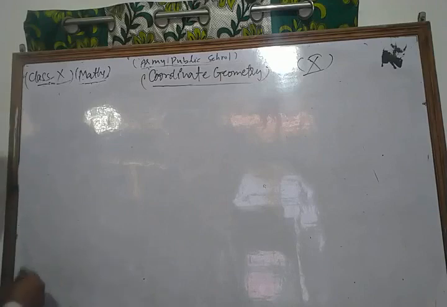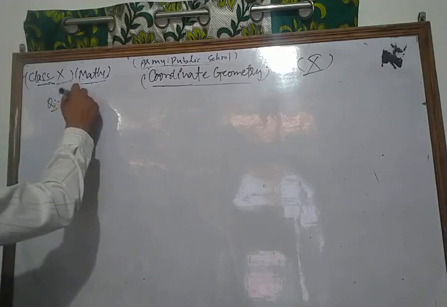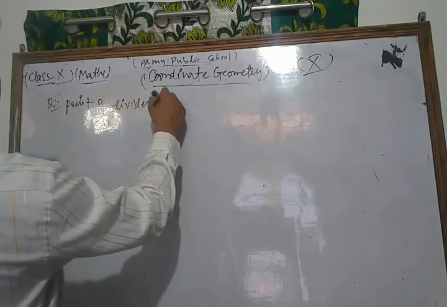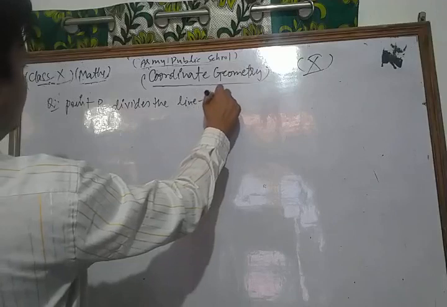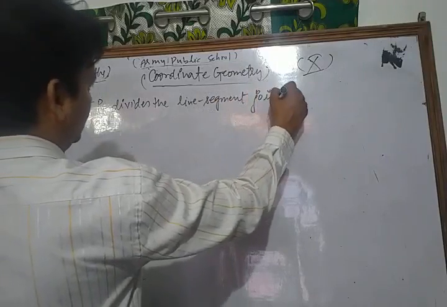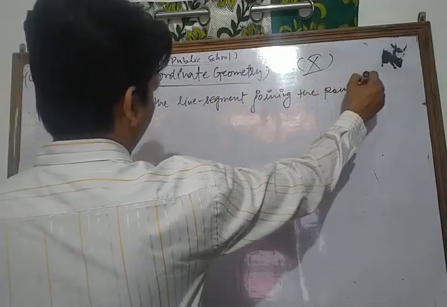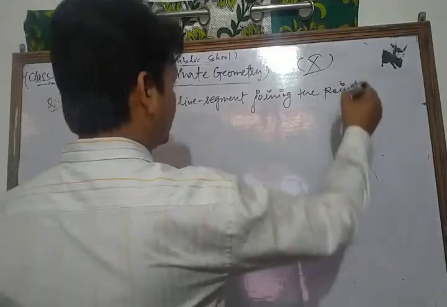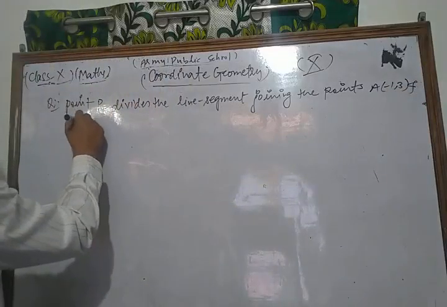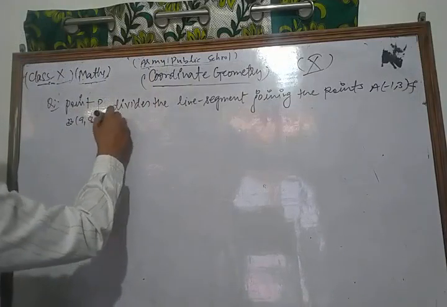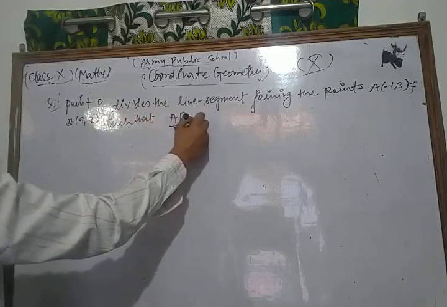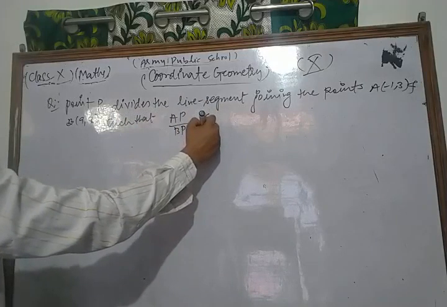Now, this is a very important question, dear students. Point P divides the line segment joining the points A(-1, 3) and B(9, 8) such that AP upon BP is equal to k upon 1.